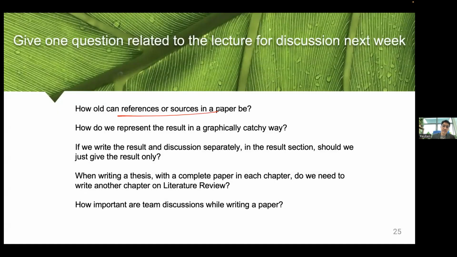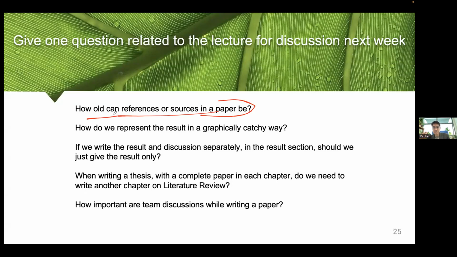How old can references or sources in the paper be? Really, there is no limit, but generally you want to cite as many papers within the last 5 years as a rule of thumb. You can cite old references if it's citing a theory or a concept that someone created, that's fine.